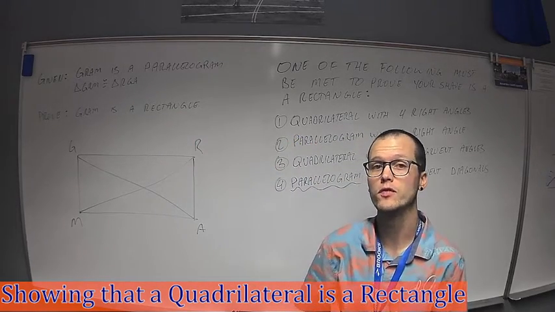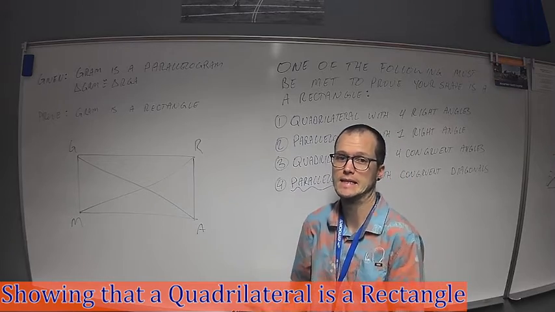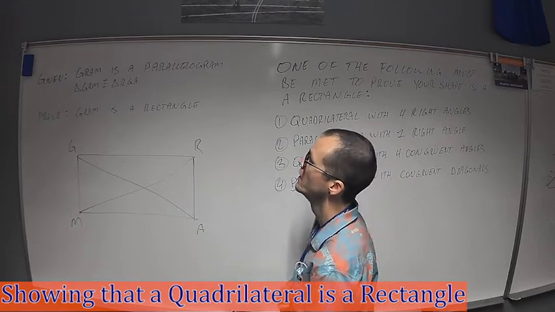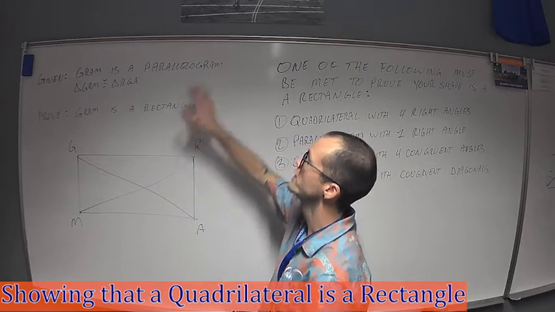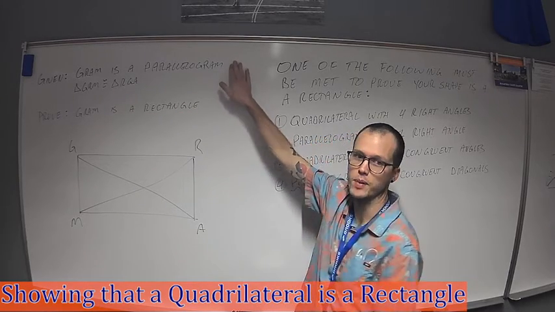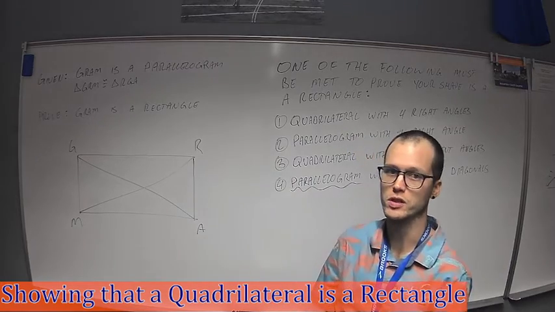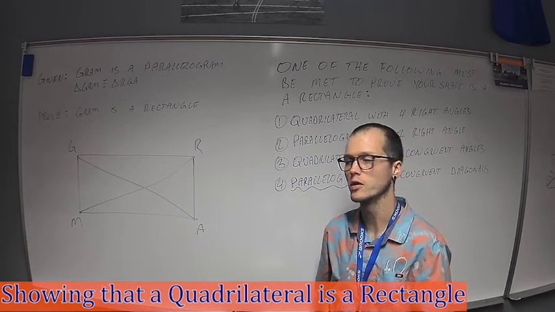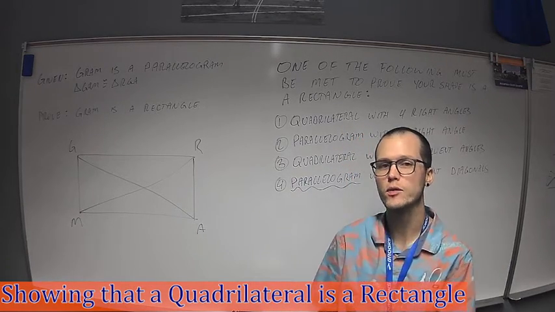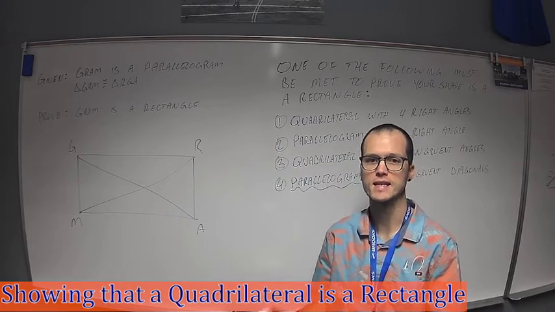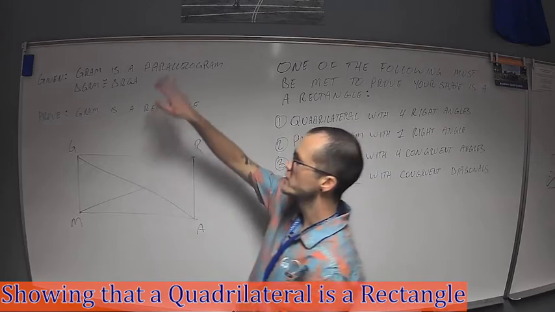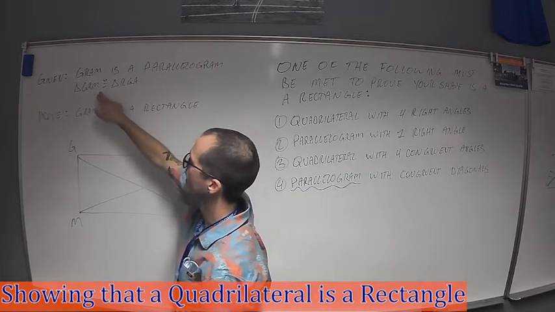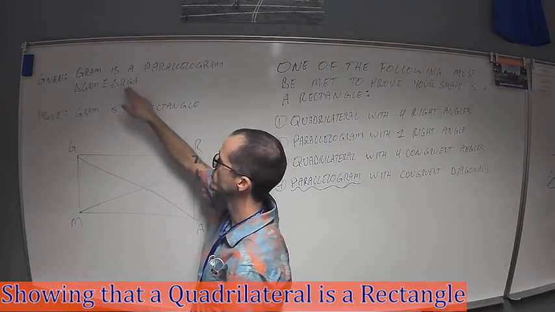We have some given information. Our job here is to connect the dots and convince ourselves it's a rectangle. What's given to us is that it is a parallelogram. That's given information. So we'll just keep that in our back pocket for a quick second. There's a lot that we can do with that information, and let's just see where this goes based on our other information. What's also given is that triangle GRM is congruent to triangle RGA.